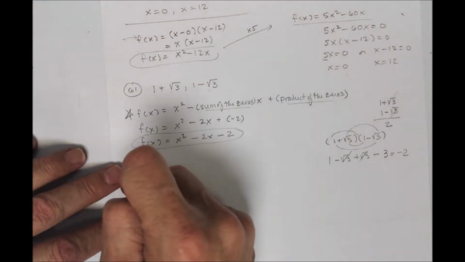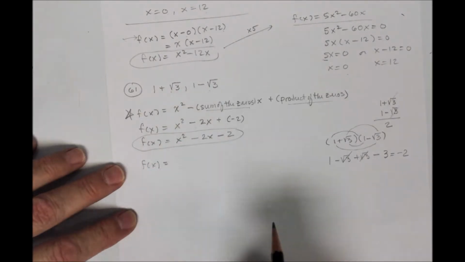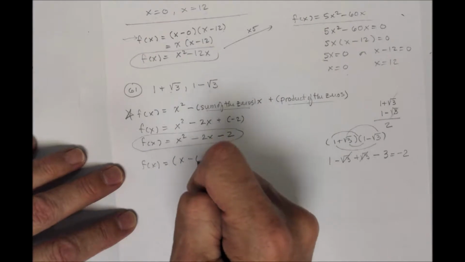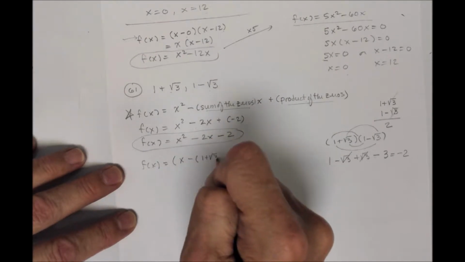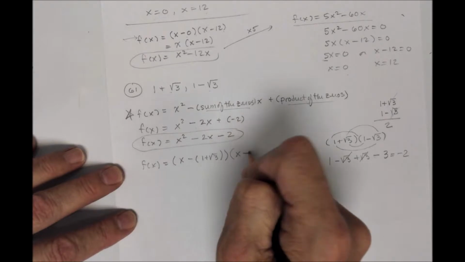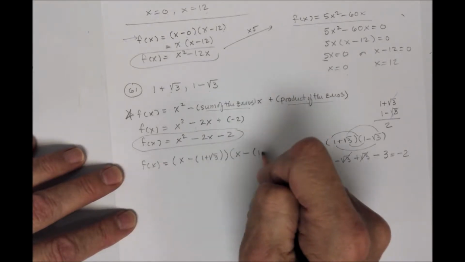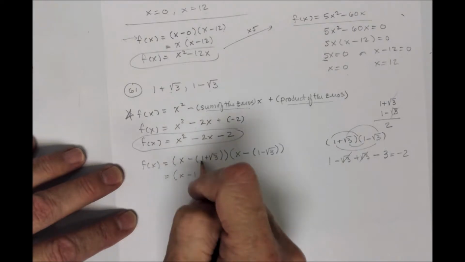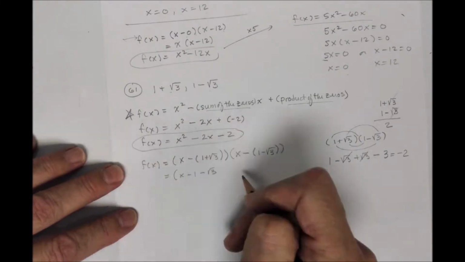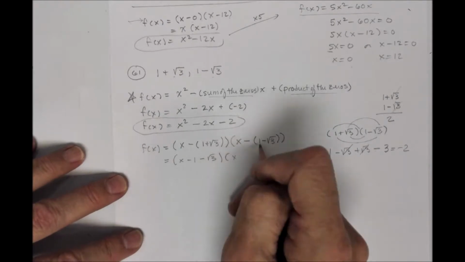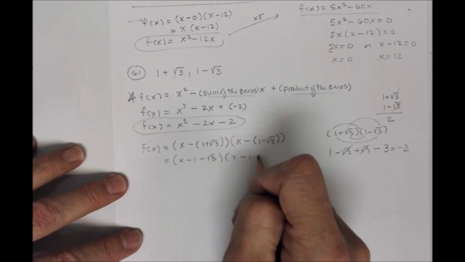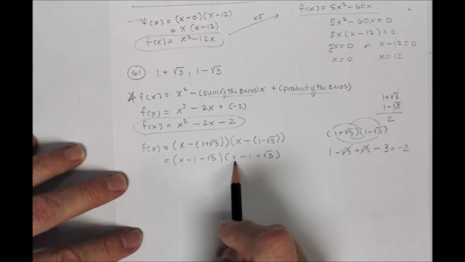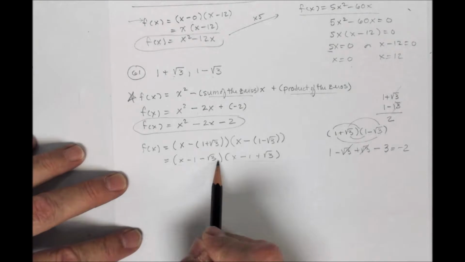Can I write f of x is equal to x minus this? Now notice, minus all of it. So in parentheses, 1 plus the square root of 3, and x minus all of this, so that's going to be in parentheses 1 minus the square root of 3. So this becomes x minus 1 minus the square root of 3, and this becomes x minus 1 plus the square root of 3. And see what I mean by you'd have to multiply, it looks like a trinomial times a trinomial because there's three parts, three terms.